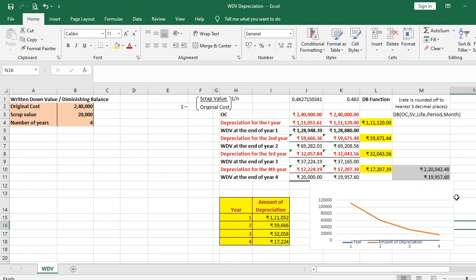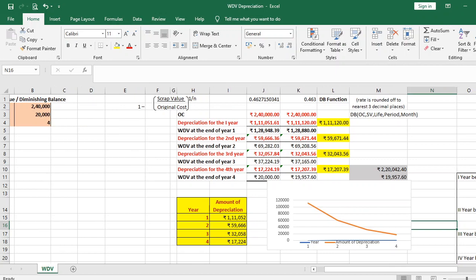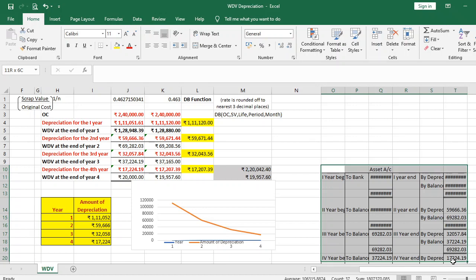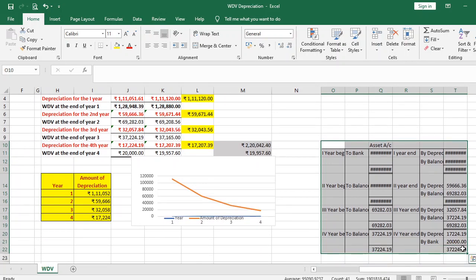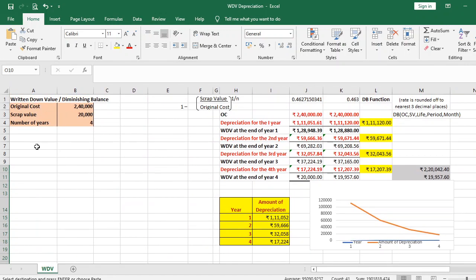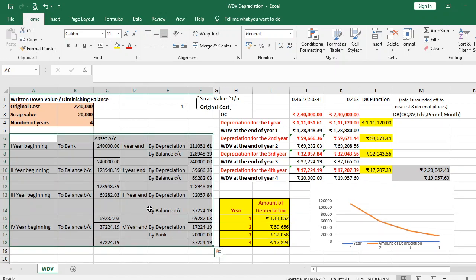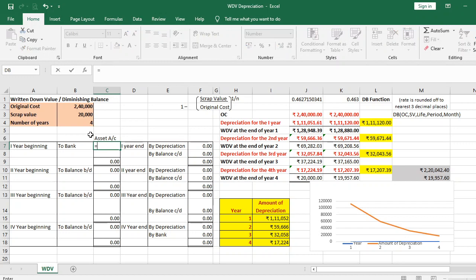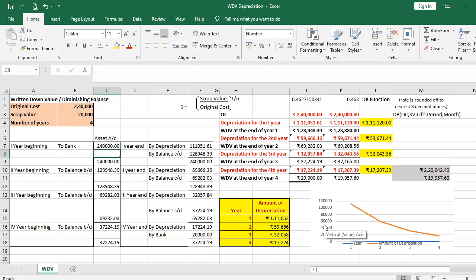Now we can also prepare the asset account. I have a template here for the asset account. Let me choose that and keep it here. So I have given the template. Just the depreciation rate, etc. I multiply it from here. Let me give the original cost. So the original cost is this. The moment I enter, the asset account gets filled.